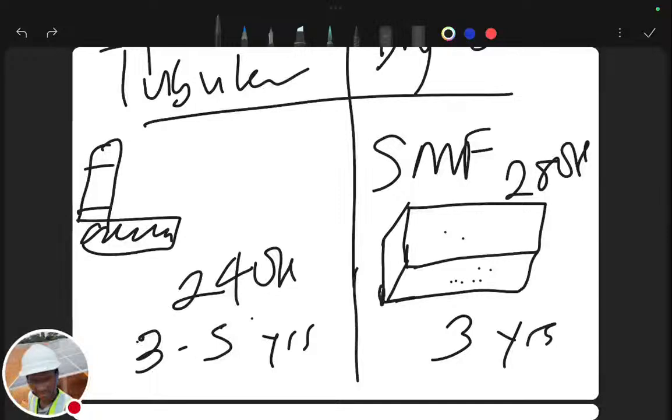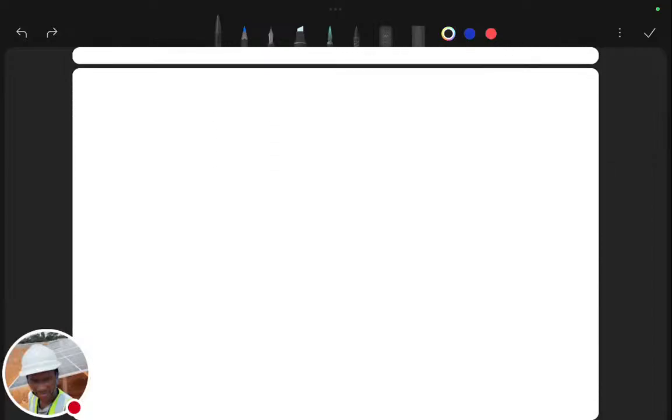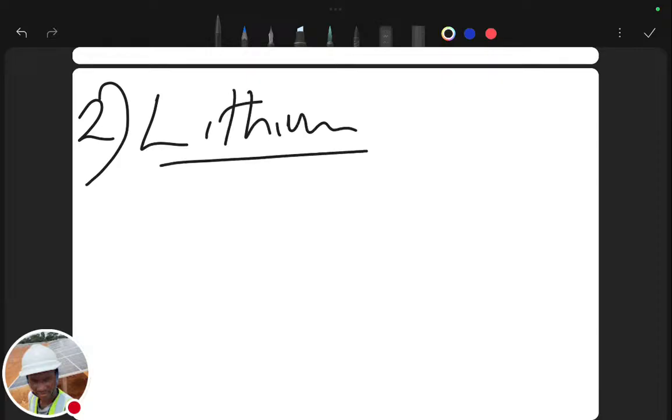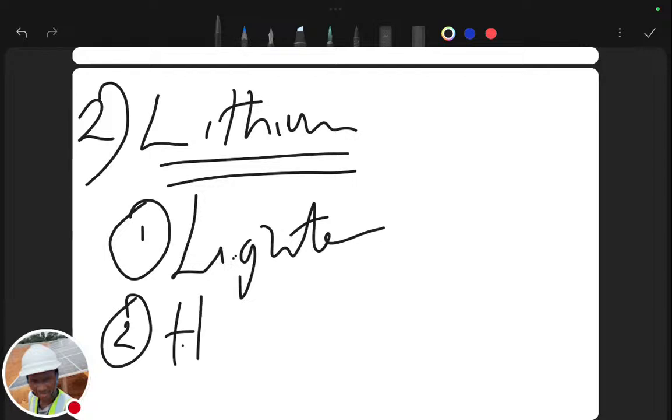Okay, let's move on. We have just talked about the difference between the tubular and the dry cell battery. And so that is it for lead acid. We'll come back to it shortly, but let's talk about the second one, the lithium. Lithiums are kind of like the best battery for solar. The reason for that is, one, they are lighter. They're lighter because they have higher energy density.